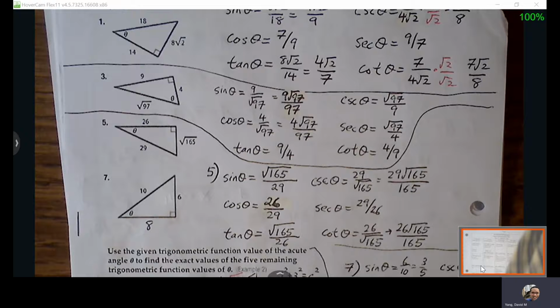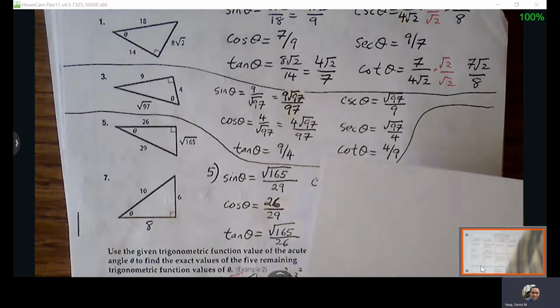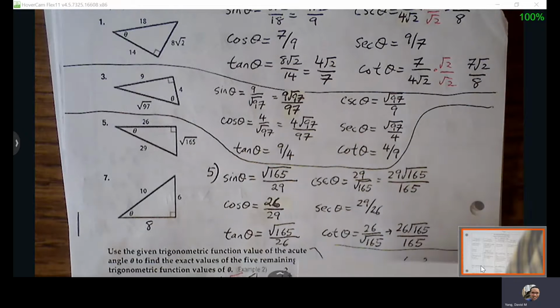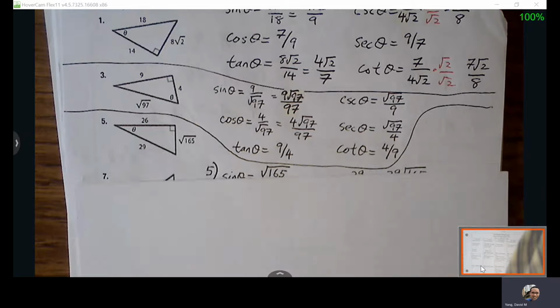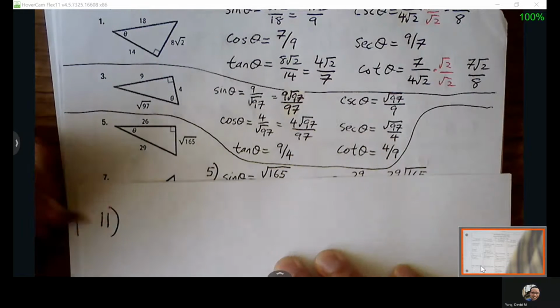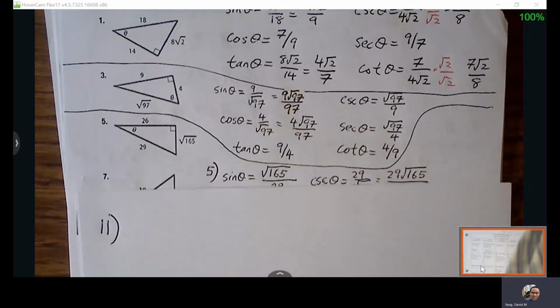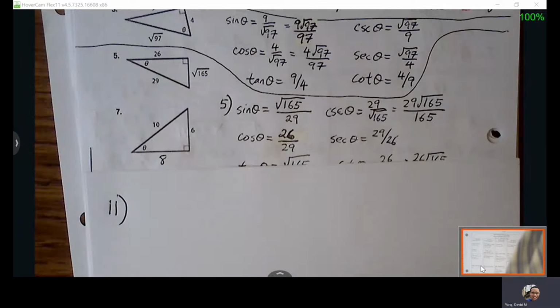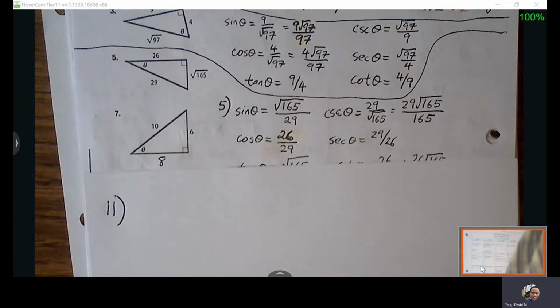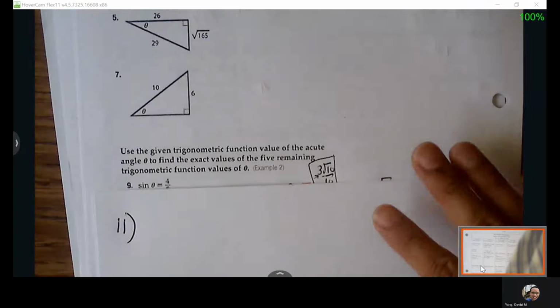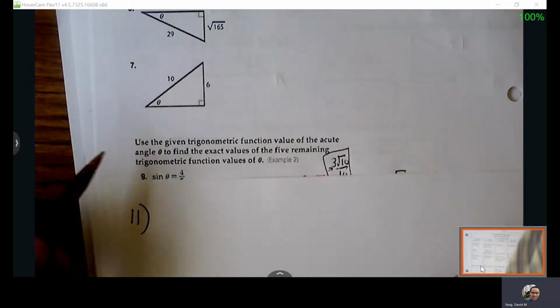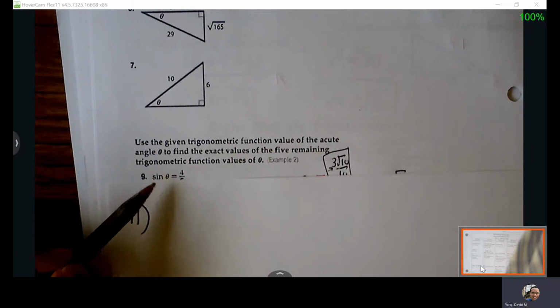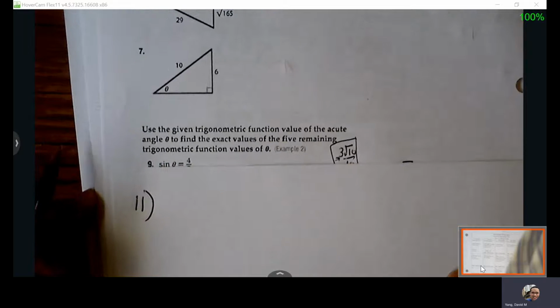Let me go over number 11. I think that is potentially a tricky one because you don't see a fraction there. So number 11 says: tangent of theta equals 3. Use the given trig function value of acute angle theta to find the exact values of the 5 remaining trig functions.